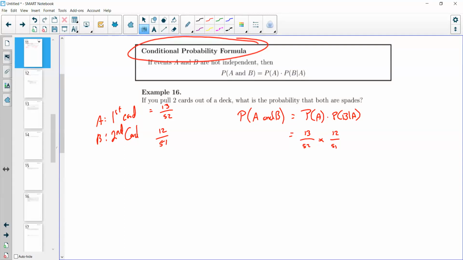12 times 13 is 156. 52 times 51, 2652. And I know I've said it before, but you don't have to reduce it. Any questions on that one? Okay.